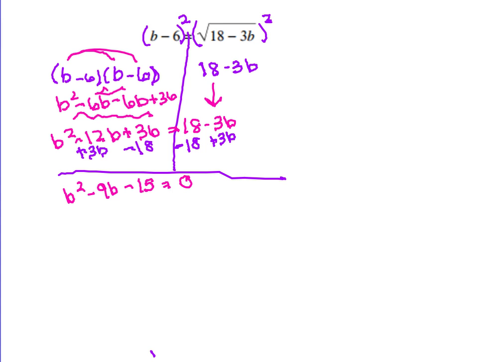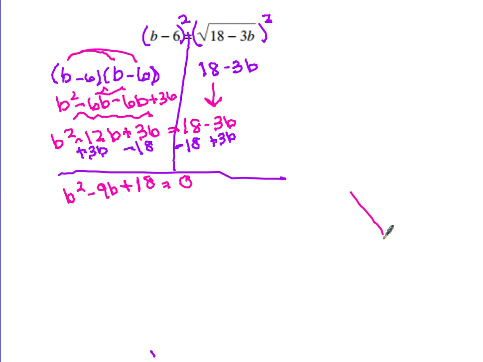Oops, sorry, just kidding. This is a positive 18. I don't know where I got that number from. Okay, so this is a positive 18. I'm going to do positive 36 minus 18. Alright, so now that it's equal to 0, I can go ahead and factor it.